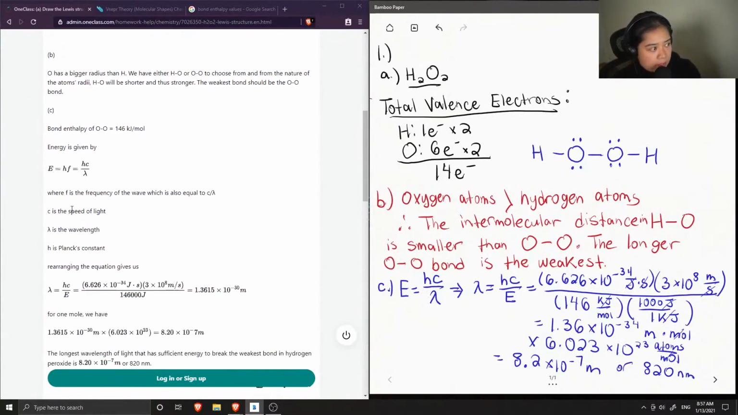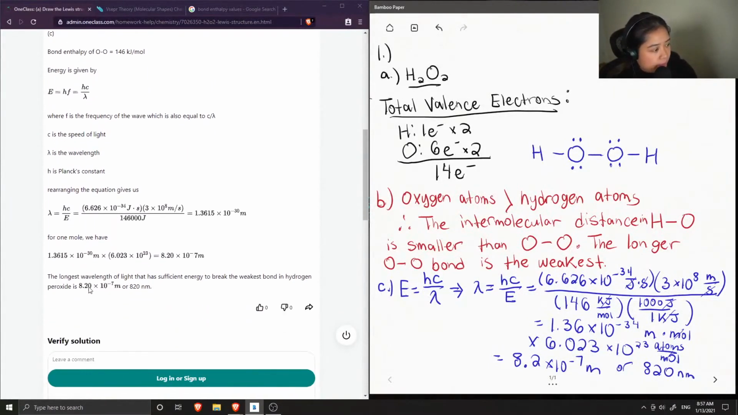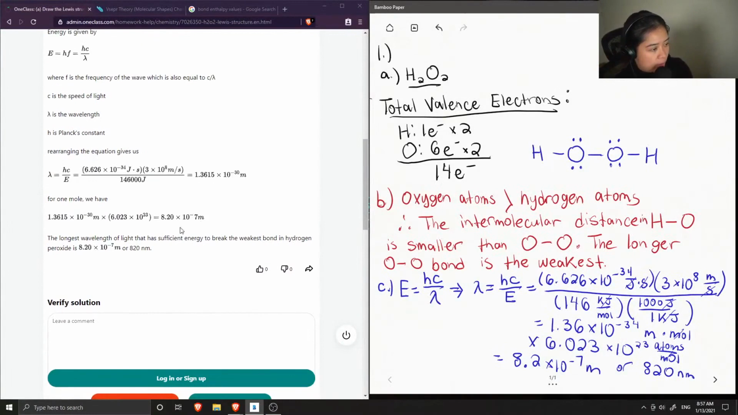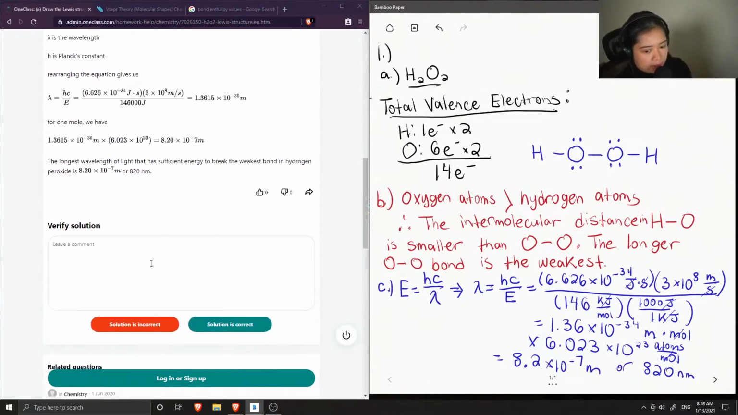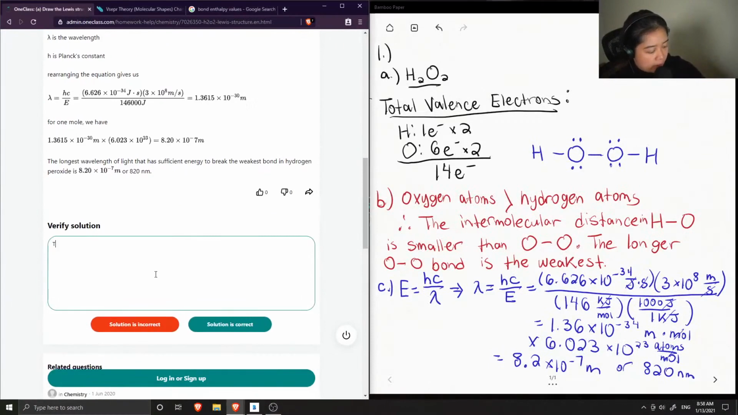Okay, so for part C, they wrote the bond enthalpy of the oxygen-oxygen bond and got 146, and they showed their energy equation. Okay, so they plugged it into the equation, multiplied that value by Avogadro's number, and also got 820 nanometers. So this solution is correct.